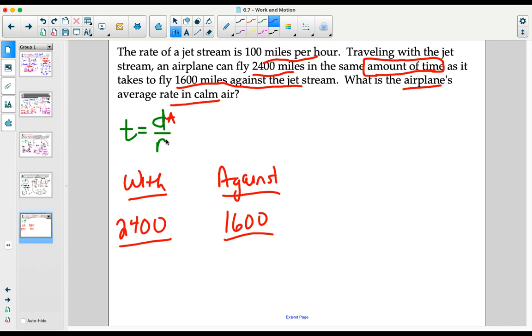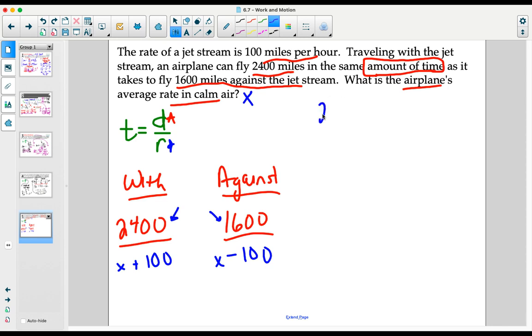Then we look at our rates. If we're traveling with the jet stream, we have our rate in calm air, which we can call x, plus the 100 miles per hour of the jet stream. When we're traveling against the jet stream, that's going to slow us down. And that makes sense. We went a shorter distance in the same amount of time here than we did here, being supported by the jet stream.